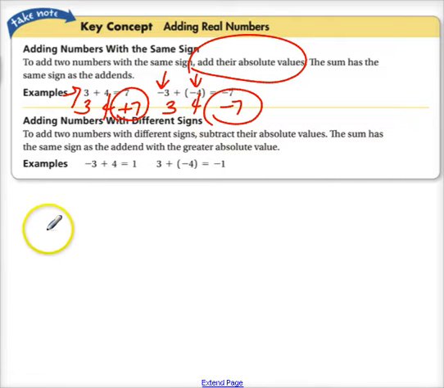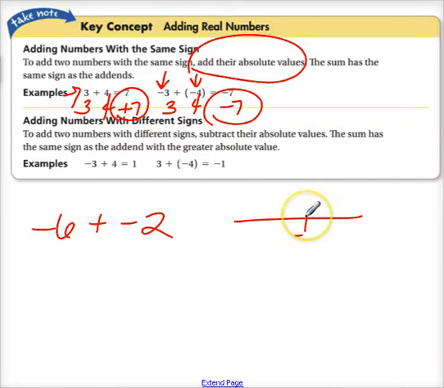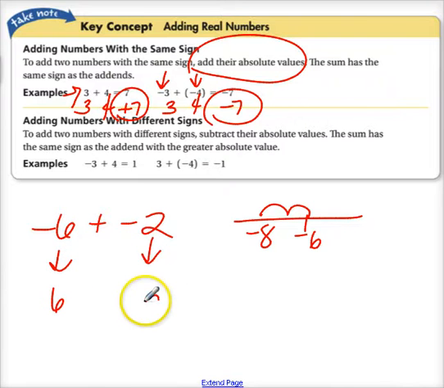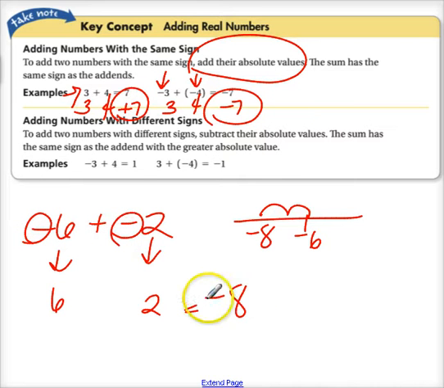So one more example. If I was adding negative 6 plus a negative 2, on a number line, I would start at negative 6, and I would go 2 more to the left, be at negative 8. Here's how you do it with absolute value. Negative 6 is 6 away from 0. Negative 2 is 2 away. I add these up, it's 8. Since both my numbers are negative, it's a negative 8, which is what we got. Okay? So that's if they're the same sign.